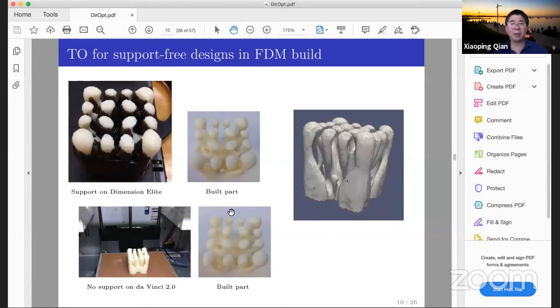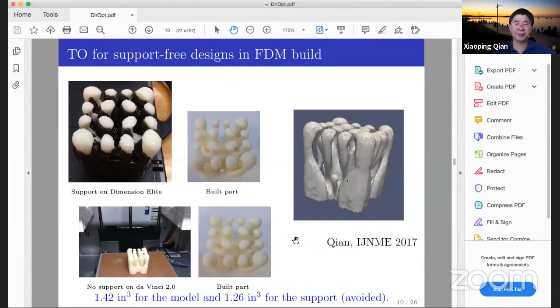Here's the topology optimized design using a commercial FDM machine. This is the support structure. If we're using an open source FDM machine, the same part can be built. This is in the FDM machine without any support structure. And this is the part we have.